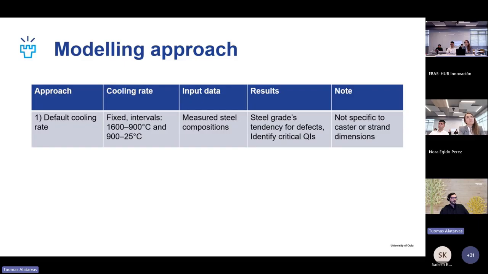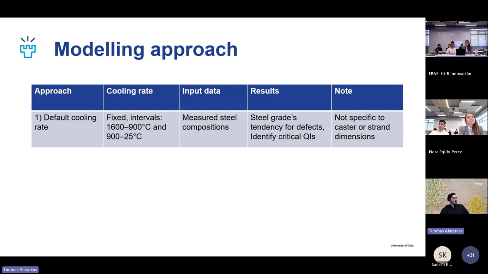And because we are using only this default cooling rate in the first approach, the results of this method are not specific to caster or strand dimensions. It's only specific to the certain steel grades that we are investigating.